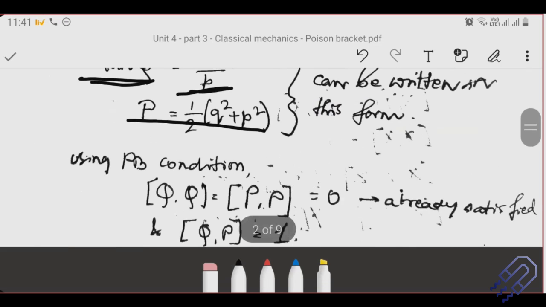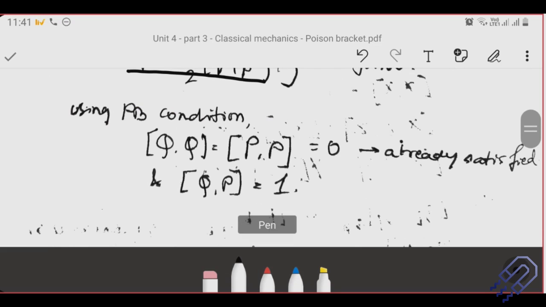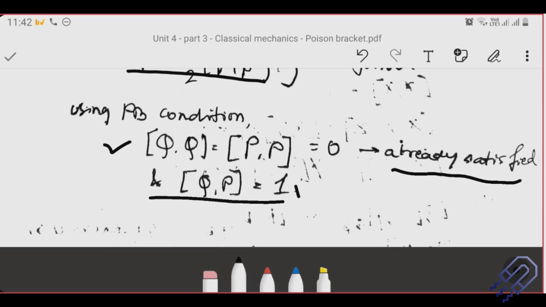And let's check the Poisson's bracket condition now. As I said, the first condition, [Q, Q] = [P, P] = 0, is already satisfied by default. But this is not the sufficient condition. You remember terms like necessary and sufficient condition. That's not the only condition that needs to be satisfied. We need to check this condition. Whenever you are dealing with Poisson's bracket, you are more or less going to talk about this particular condition and see whether it is getting satisfied or not.